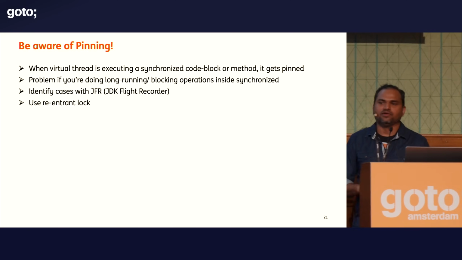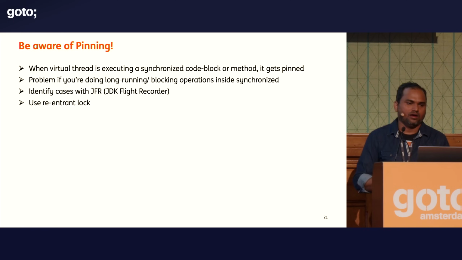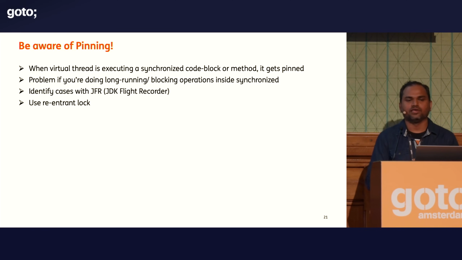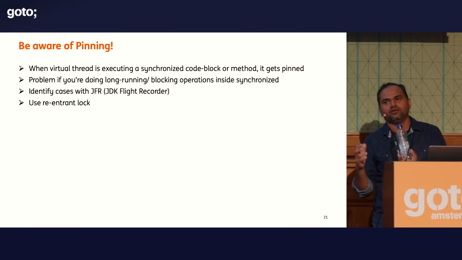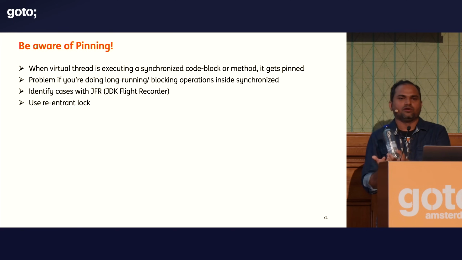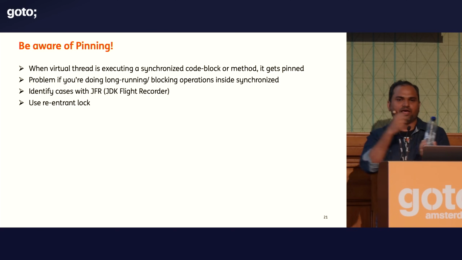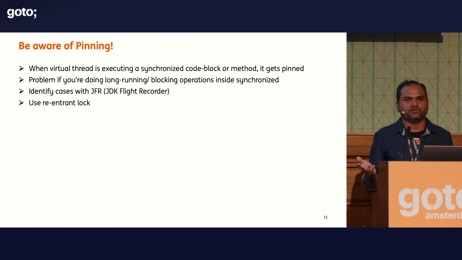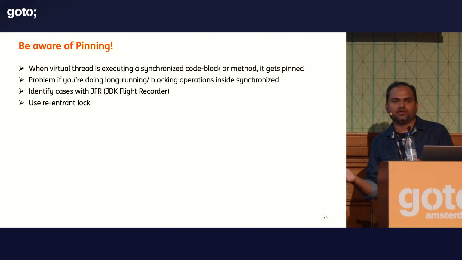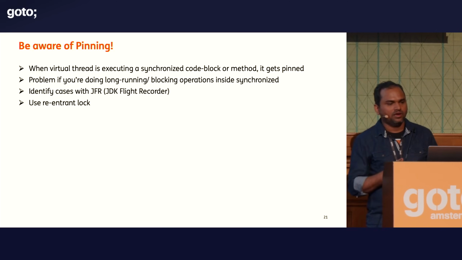One thing to be really aware of while dealing with virtual threads is pinning. When your virtual thread is executing a synchronized code block or a synchronized method, the virtual thread gets pinned to the platform thread. What that means is that the virtual thread cannot be unmounted from the platform thread. And if that is happening, there is no benefit of using virtual threads, right? Because your virtual threads will behave the same as platform threads, with the extra overhead of creating these virtual threads.